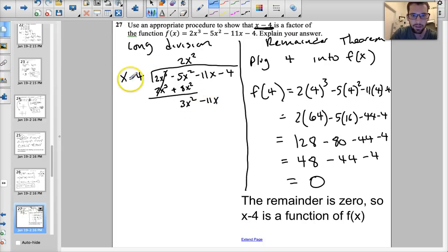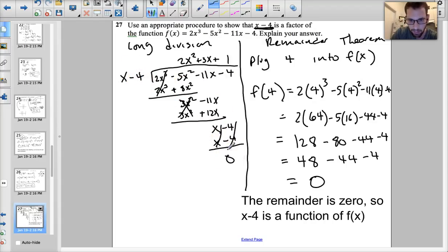Now, x goes into 3x squared, positive 3x times. Then I multiply. 3x times negative 4 gives me negative 12x. Those cancel. It's like I'm subtracting a negative, so that's like adding. And this just gives me an x. Bring down the negative 4, and then that goes in one time. X minus 4 times 1 gives me x minus 4. So when I subtract, everything cancels and I am left with 0. So either way, the remainder is 0.